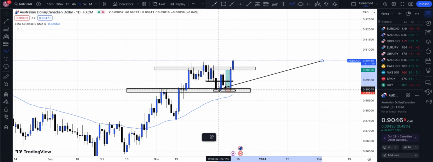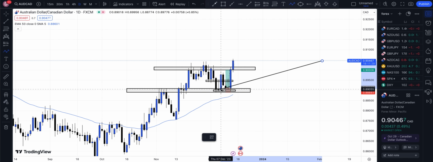Now, I know some of you are asking, well, how come you didn't take your trade right here? Now, the reason I didn't take this trade, plain and simple, I was not on the charts. I just wasn't on the charts. I wasn't looking at AUD CAD at this time. It was Thursday, 7th of December. I just wasn't looking at it.